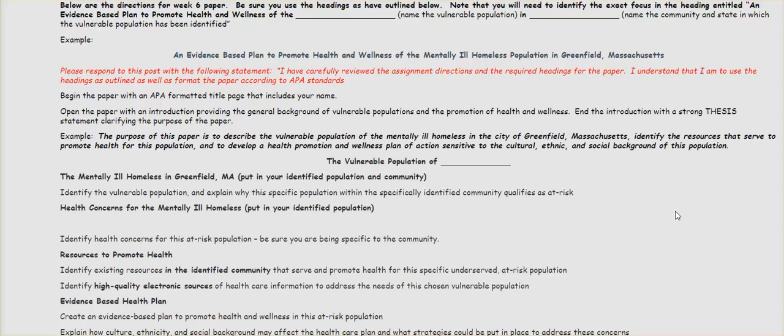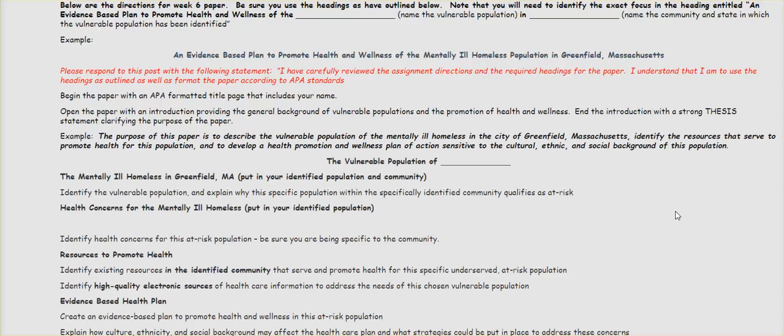So it has to be, you identify your vulnerable population. You're going to have to discuss it under this section. You will have to explain why this population qualifies as an at-risk population. Look at some of the criteria I put in the course under where you're choosing your vulnerable population. Does your population fit the criteria for being at risk? Are they marginalized, for example?